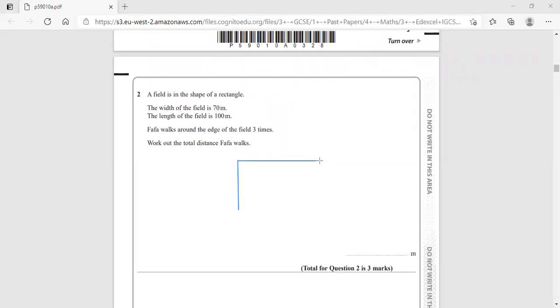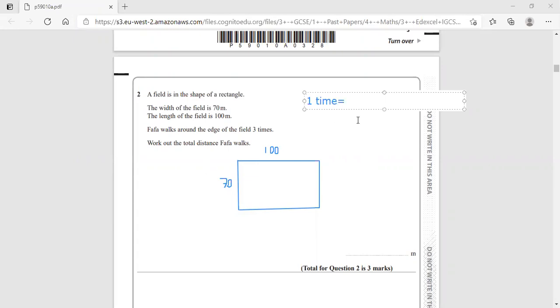field. I'm just going to make a little field. Okay, so we've got the length as 100 meters. I'm not going to write the units right now because it's a bit of a pain on this. So we've got 70 and 100. So this is 70 meters, that's 100 meters, and that's 100 meters, and that's 70. So Fafa walks around the field 3 times. So walk once around the field, 1 time, equals how far is that?